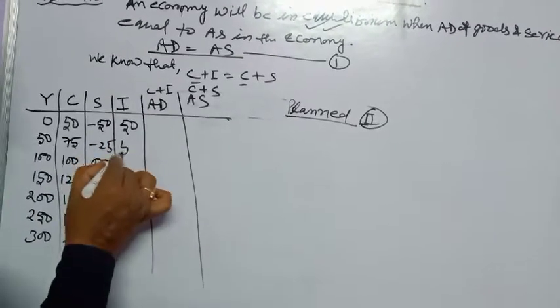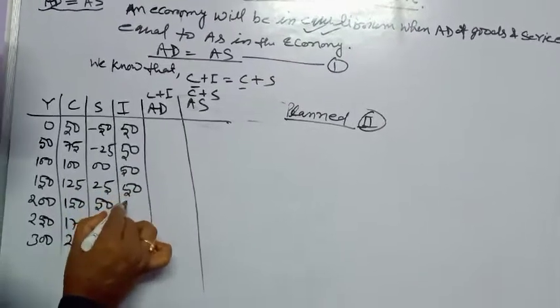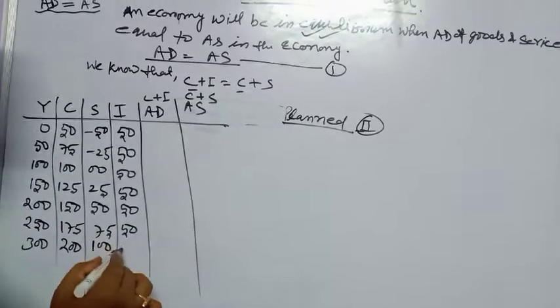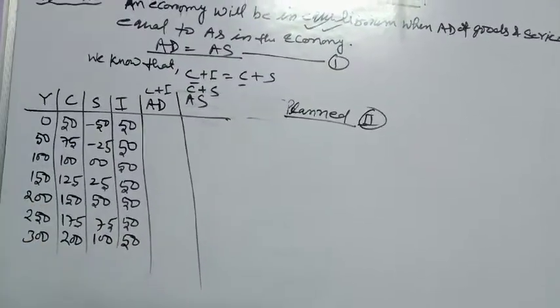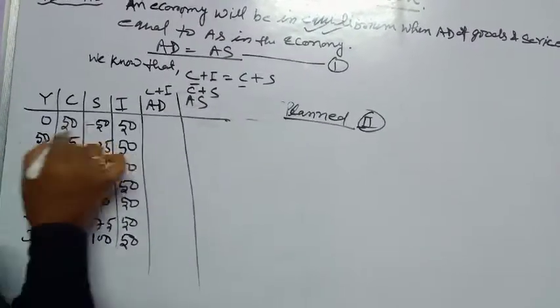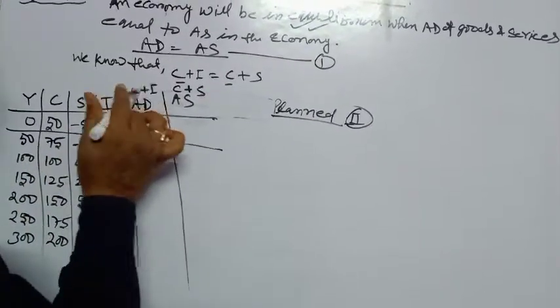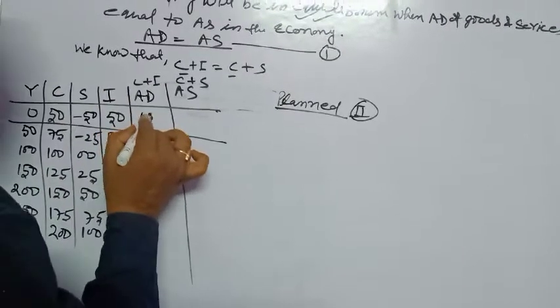At all levels of income, investment will remain constant because we have taken autonomous investment, and this investment is basically done by the government for social welfare. So what will be the value of AD? AD is known as C plus I. So 50 plus 50, that is 100.